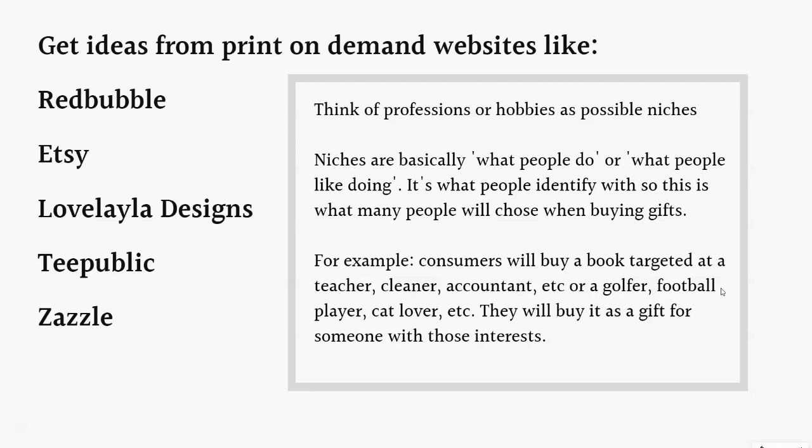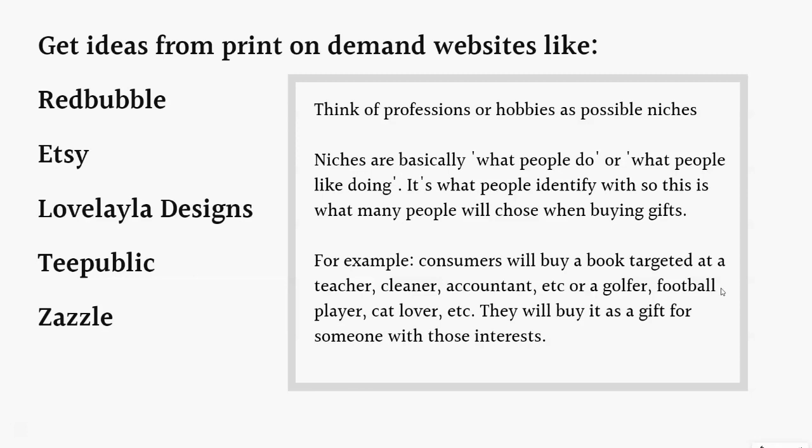Because the reason we do that is people buy gifts for people. So when you're looking for a gift for someone, you think of the person and you think, what do they like? What are their interests? And those are the decisions that people make when they're buying things. So when they buy our books, we want them to be targeted to what people like. You can think of professions or hobbies as possible niches. And like I said, niches basically are what people do or what people like doing.